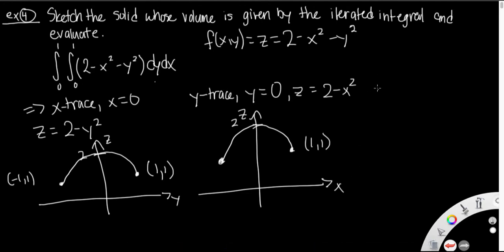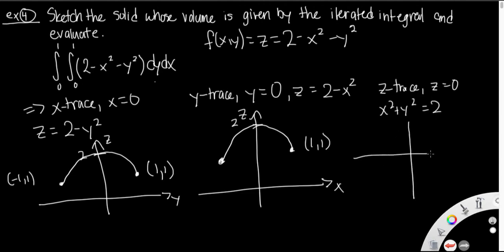And for the z trace, we'll let z equal k, or z equal 0. I think in this case we'll project it onto the xy plane. We'll set z equals 0, and adding x squared and y squared to both sides of the equation, we'll have x squared plus y squared equals 2. So we have a circle on the xy plane with radius root 2. This is y and x.